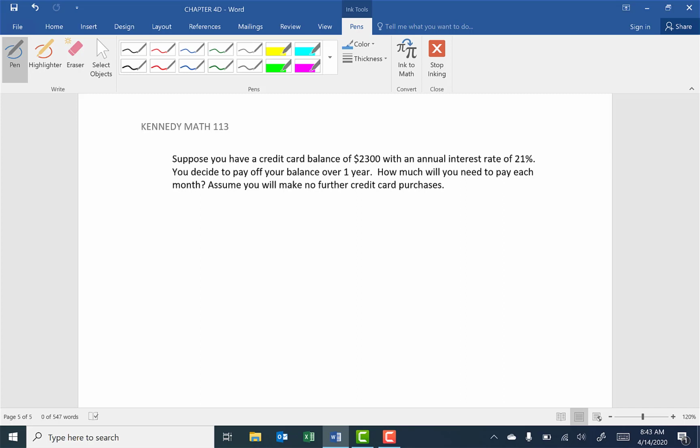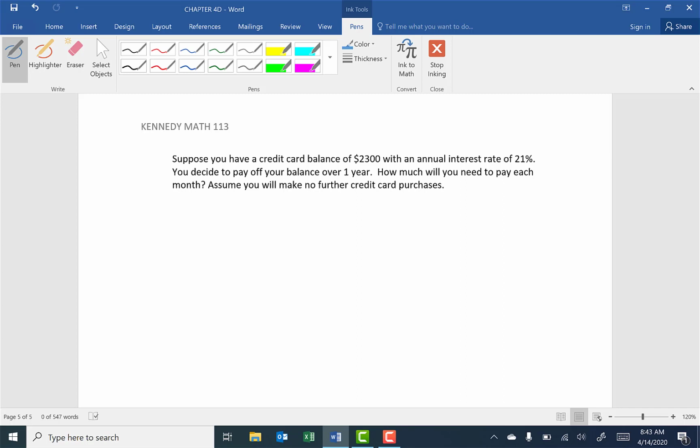Suppose you have a credit card balance of $22,300 with an annual interest rate of 21%. You decide to pay off your balance over 1 year. How much will you need to pay each month? Assume you will make no further credit card purchases. Okay, so let's look at what we have here.